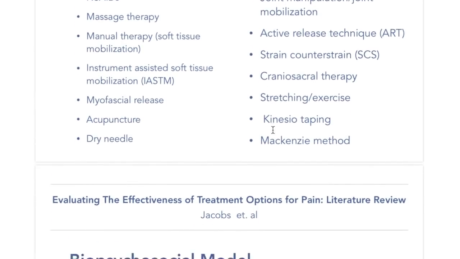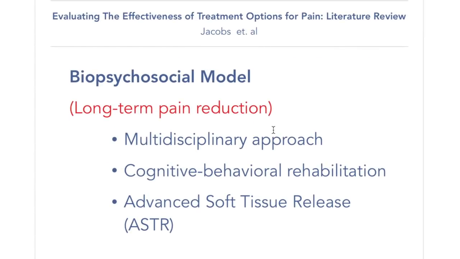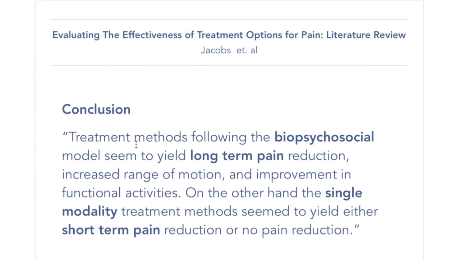So when they looked at the biopsychosocial model, they found in the literature it used to be called the multidisciplinary approach. It's actually cognitive behavior rehabilitation, advanced soft tissue release, ASTR. All of these are actually interchangeable terms for the biopsychosocial model. When they looked at those studies, there were 9 studies, 7 of them systematic reviews, and this is the conclusion of their study.